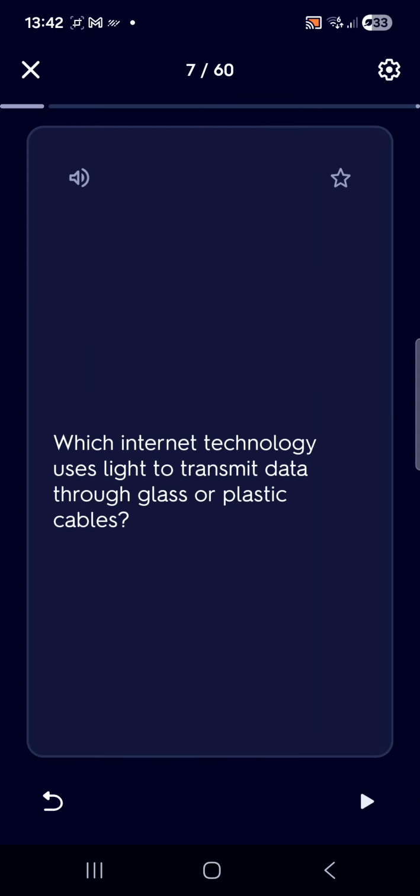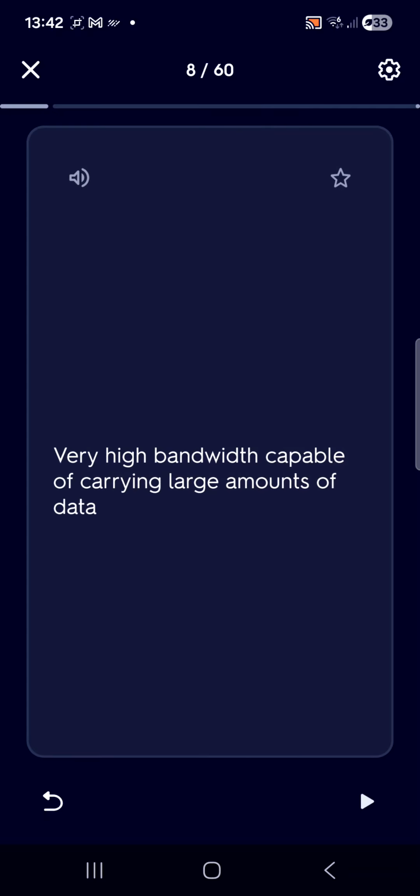Which internet technology uses light to transmit data through glass or plastic cables? That would be fiber optic. What is the main advantage of fiber optic cables? Very high bandwidth, capable of carrying large amounts of data.